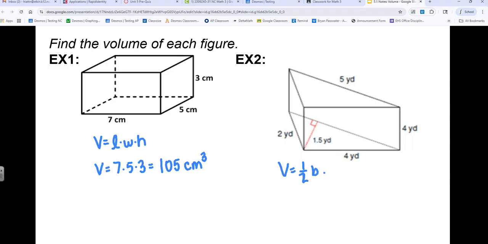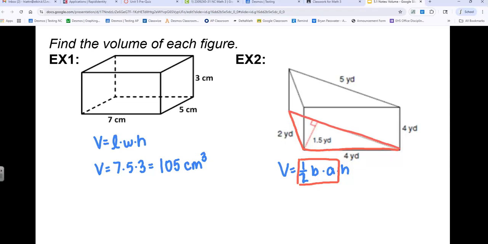Not just 1/2 base times height. Look on your note card. Okay. So this first part, 1/2 base times altitude, that comes from the base. This is your area of the base of the picture. The base is the triangle, right? Now this can be a little tricky. We're talking about this triangle right here.